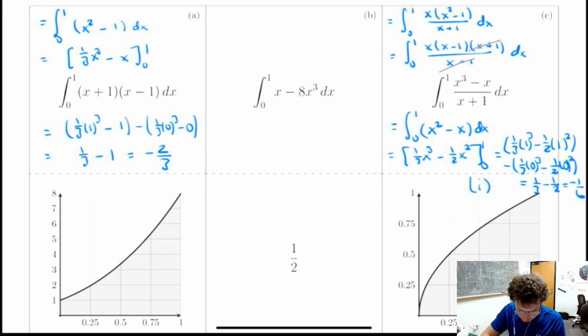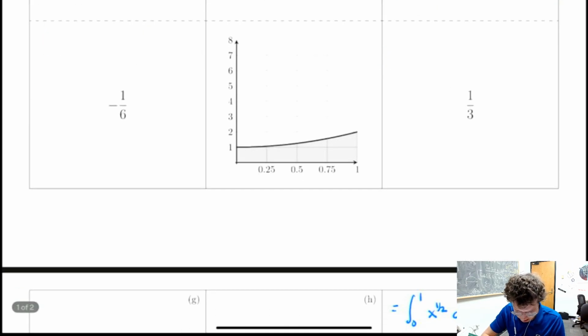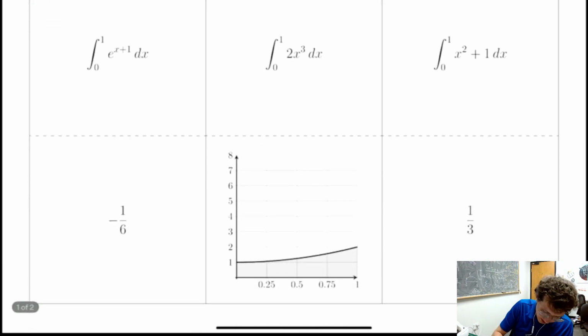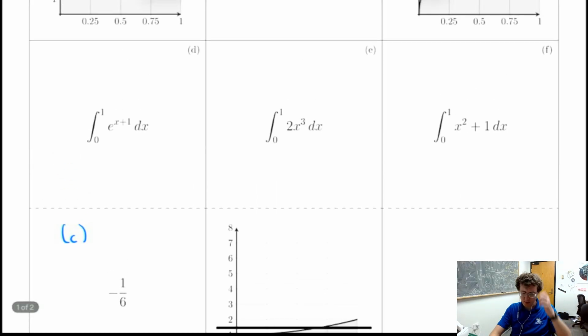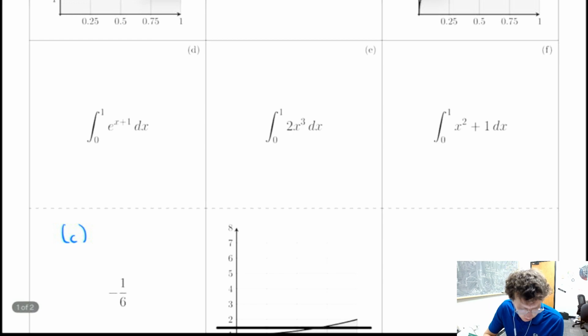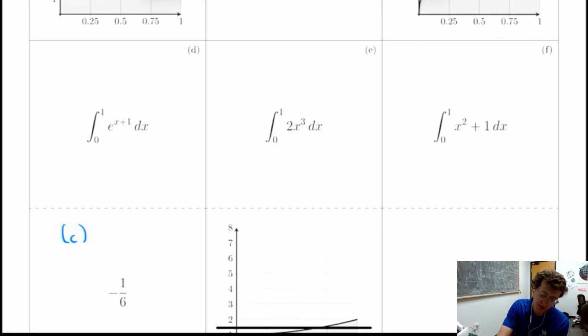Okay, so do I see a minus 1/6 anywhere? Yes. That was domino C. So we're integrating e to the x plus 1. I can think of 3 different ways to go about finding an antiderivative.